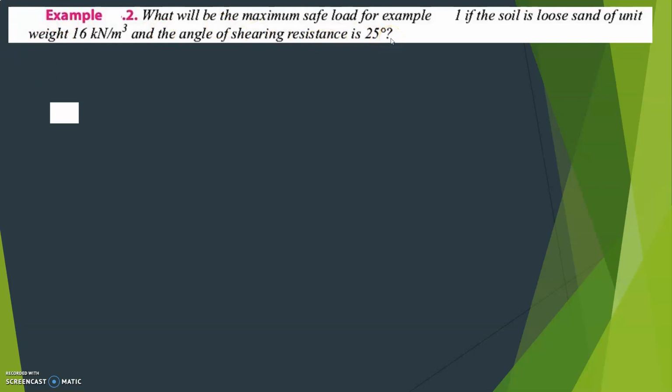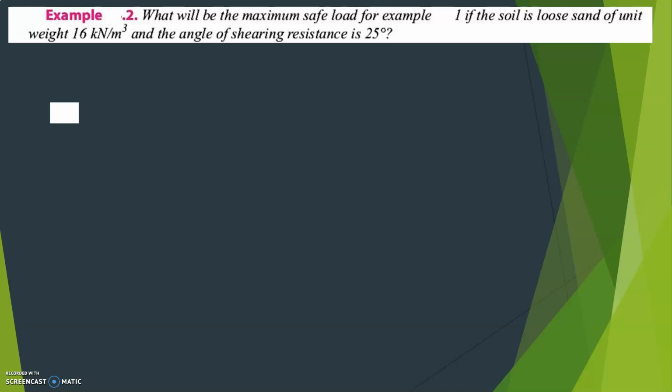So now I have told that if the shearing resistance phi is less than 28 degrees, you have to consider local shear failure. What is the difference between local and general shear failure? For local shear failure, you have to consider NC dash, NQ dash and N gamma dash.